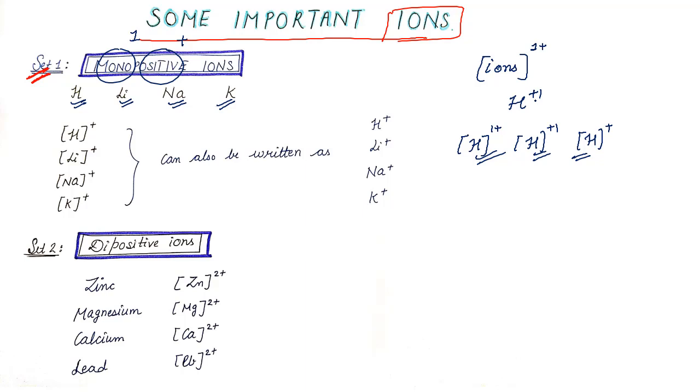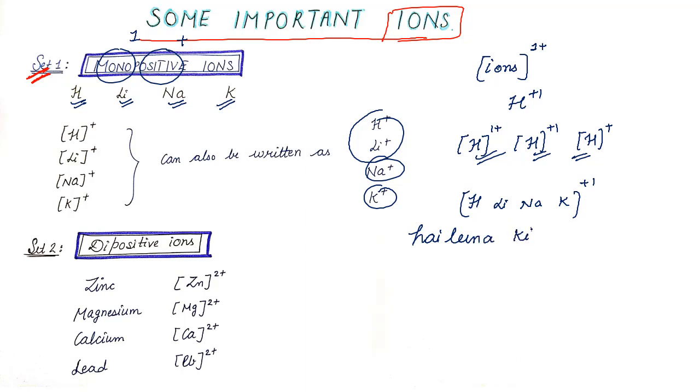Now for those who will find it difficult to remember that hydrogen, lithium, sodium, potassium have +1 charge, you can remember it like "hai, li, na, ki". So I'm writing it here: hai, li, na, ki. Hai stands for hydrogen, li stands for lithium, na stands for sodium, K stands for potassium. So all of them will have +1 charge. Done?